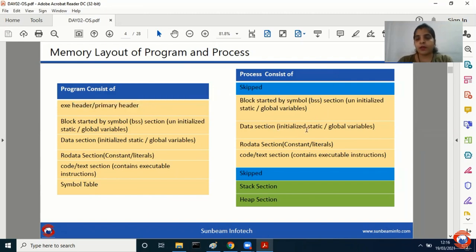While execution of my program, obviously it has to maintain what are the static, what are the constant variable, what do you mean by code, what do you mean by text, and so on. So these states it will keep as it is.